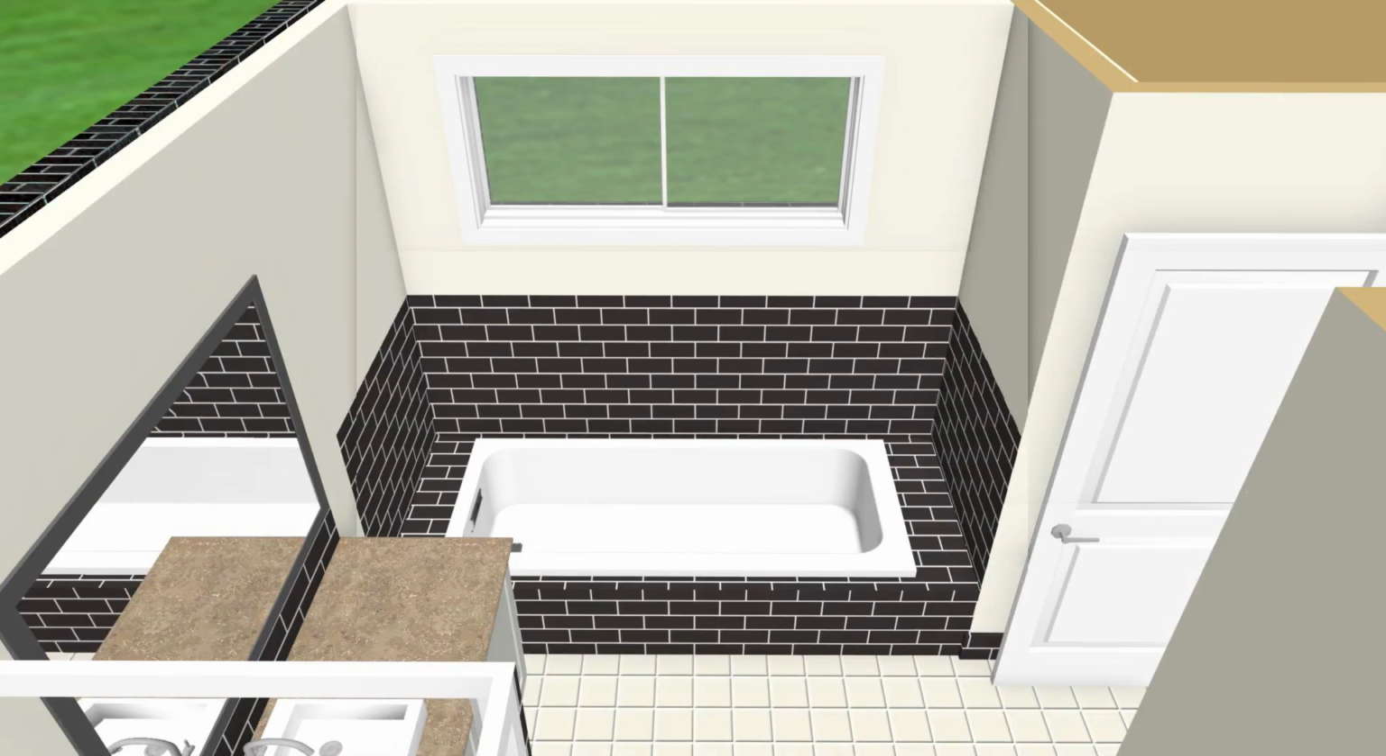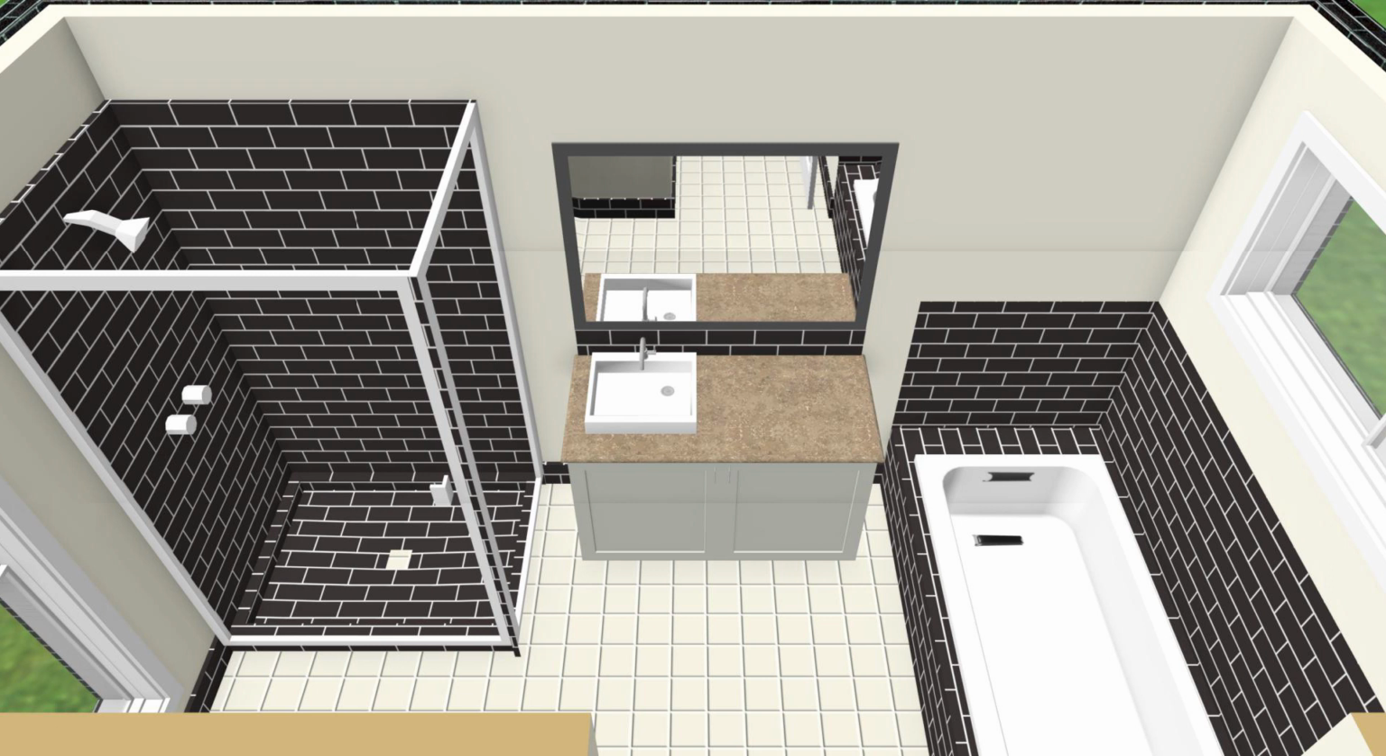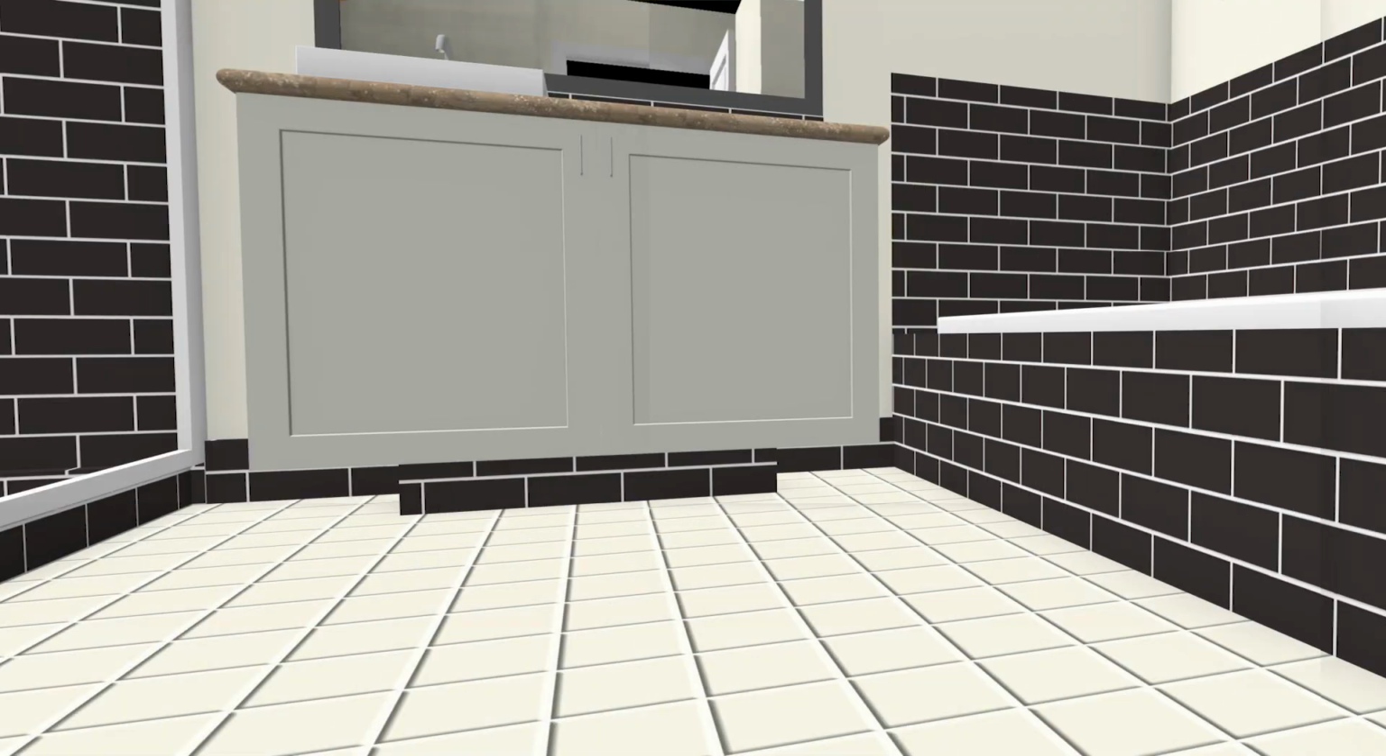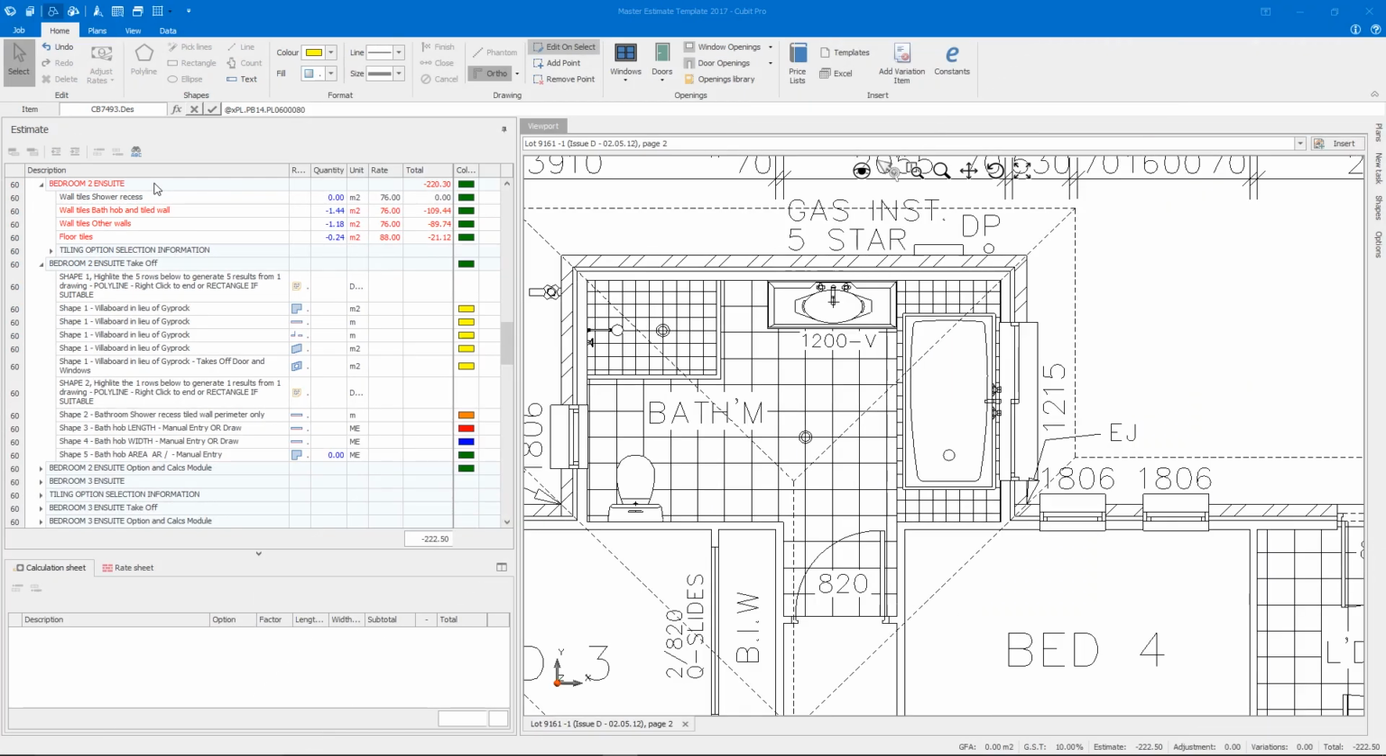You may also get some 3D views of the bathroom like these, as a visual representation of the room's appearance and to demonstrate what you'll be taking off. Moving into Cubit, here we have our job open, where we have imported our plan ready to take off. We have our estimate sheet on the left and our viewport on the right.